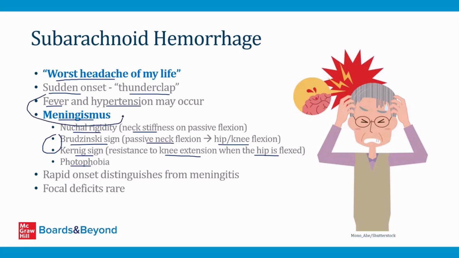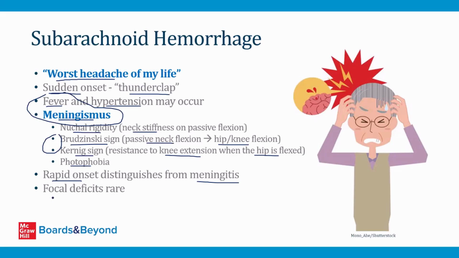Now, fever and meningismus are symptoms of meningitis. So one thing you may be wondering is, how do you tell a subarachnoid hemorrhage apart from someone who has meningitis? And the key is the onset of symptoms. In subarachnoid hemorrhage, the symptoms come on very rapidly, almost instantaneously. In contrast, a person who has meningitis will report that they haven't felt well for hours or days with symptoms of infection, and then eventually they developed the fever and meningismus.